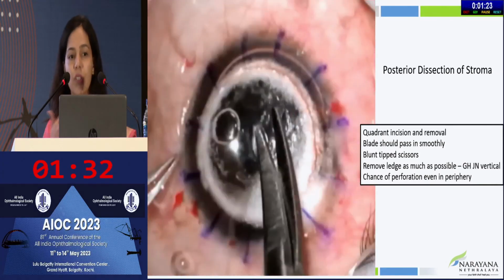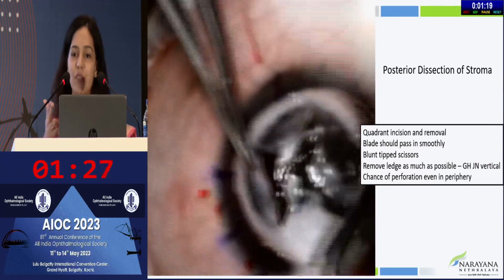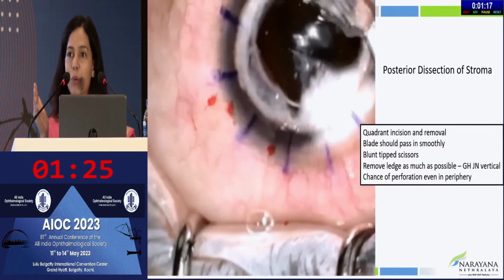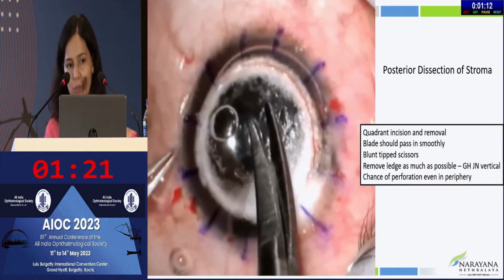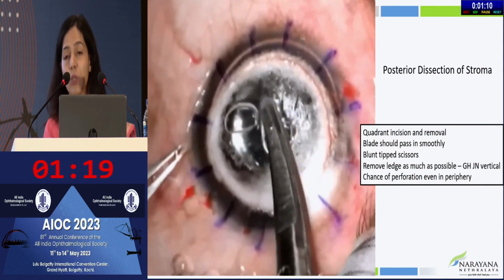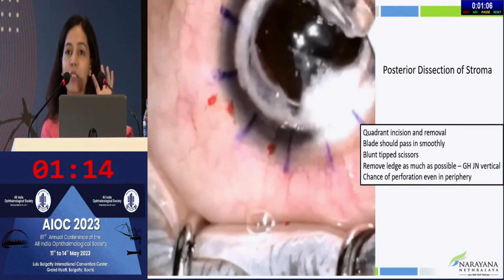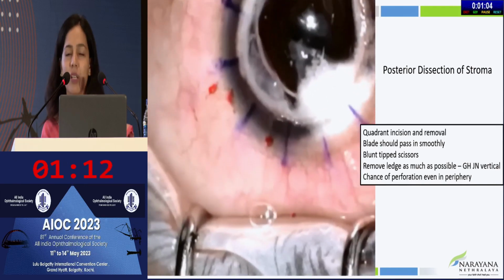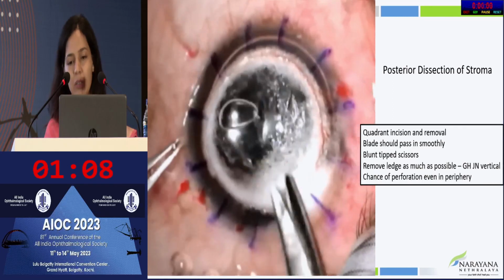You have to remove the ledge as much as possible, and here we try to keep the blades of the instrument as vertical as possible, because it's very important to have minimal ledging to ensure a good apposition of the graft-host junction. Remember that even though initially we are more scared of perforation in the center, you can have a perforation even at the periphery, because there will be a few adhesions of the posterior stroma to DM. So make sure you separate this well and then cut through.